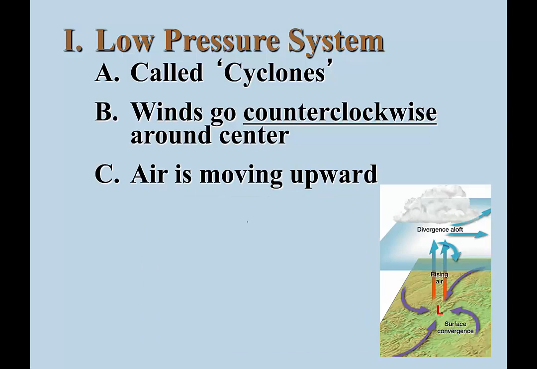And as we mentioned already, because the pressure is low, that indicates air that is moving upward. That's how a low pressure system is created. The air from that localized area moves up, leaving behind less pressure because the air is moving away from that area.